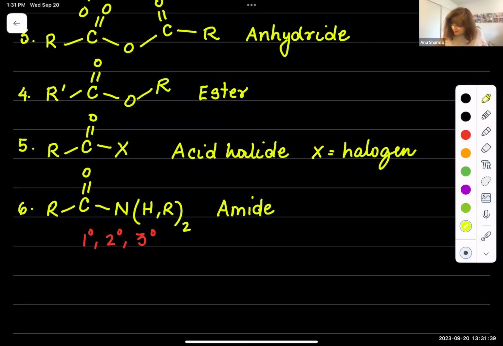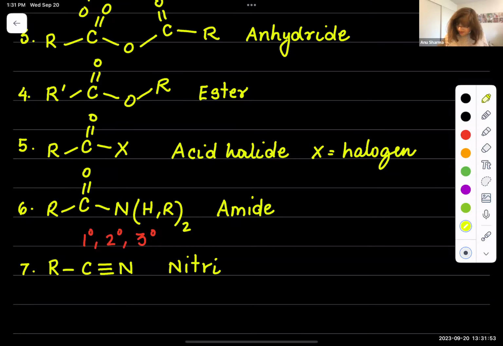After the amide comes the nitrile, and the nitrile is R, C, and a triple bond to nitrogen. So this is the nitrile group, N-I-T-R-I-L-E. It's a good idea that you write along with me.